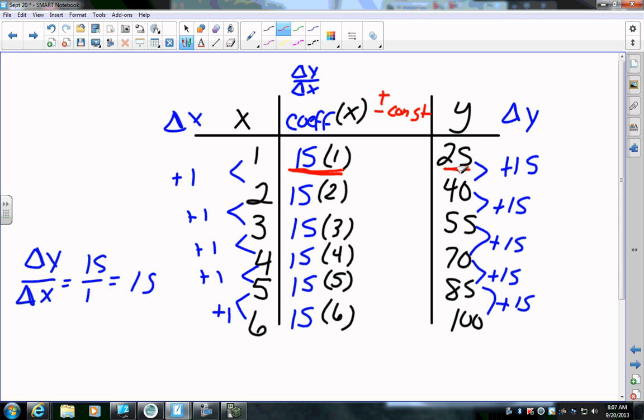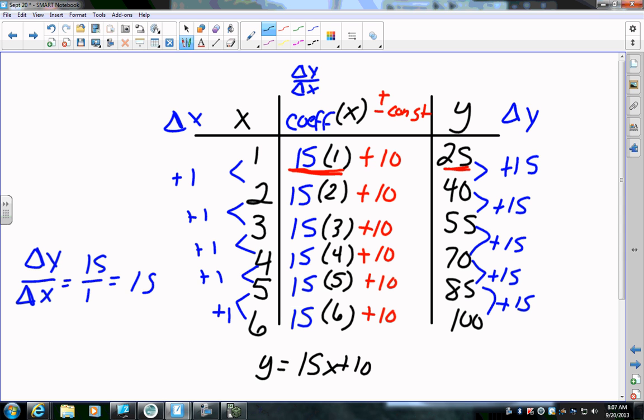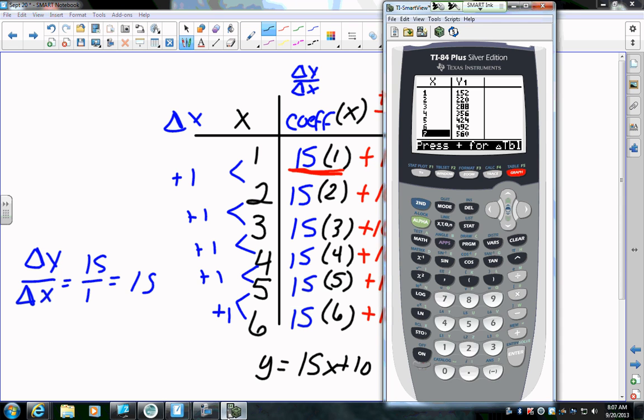What do you have to add to 15 to get to 25? Plus 10. Your constant is the same all the way down. I think my equation is y equals 15x plus 10. You can double check that by going into the calculator and putting into y equals.